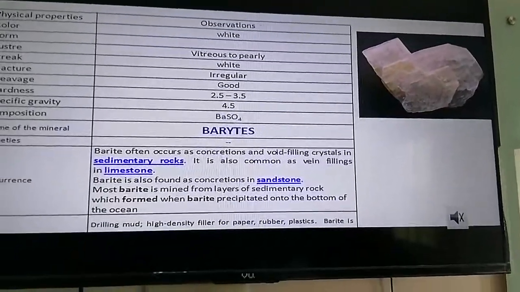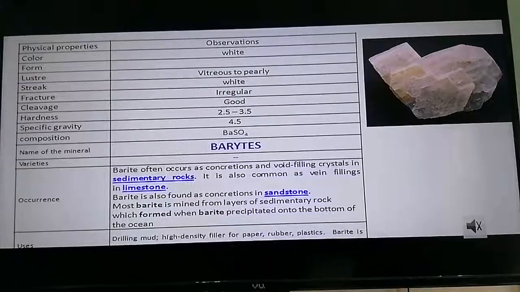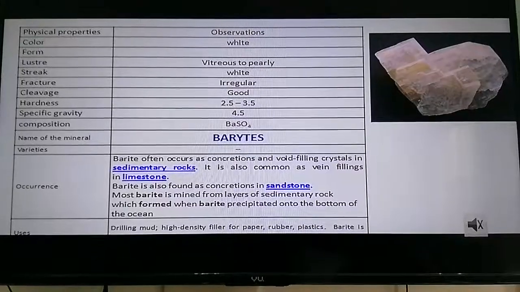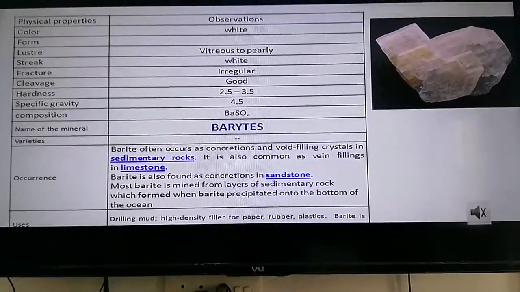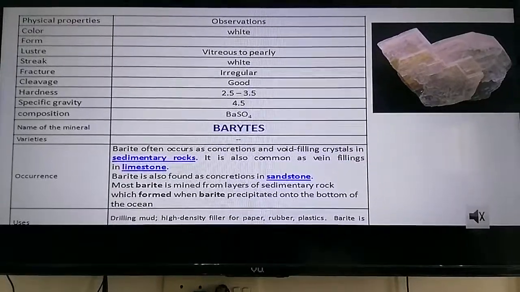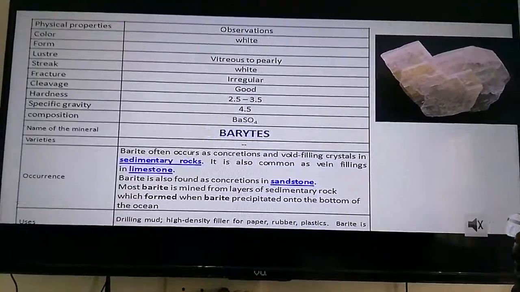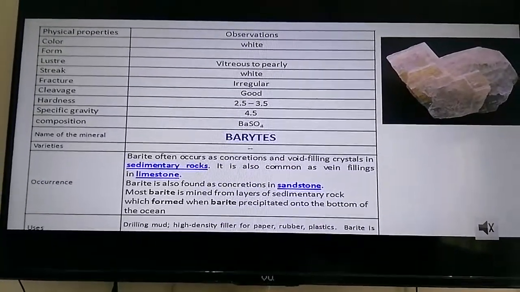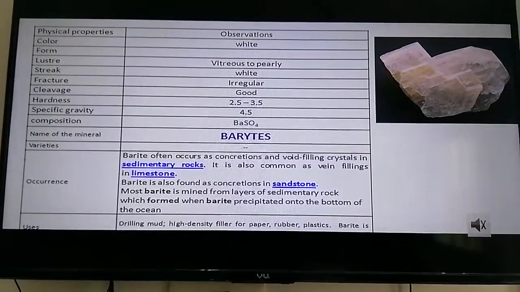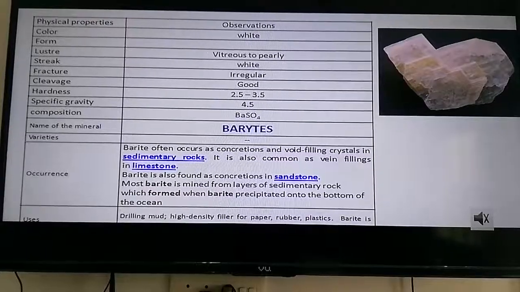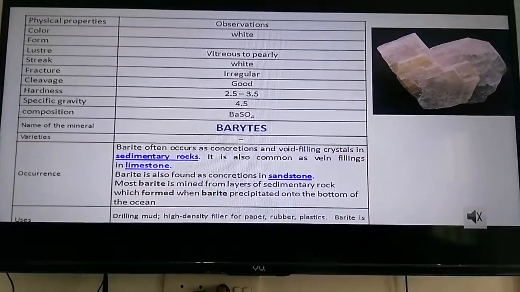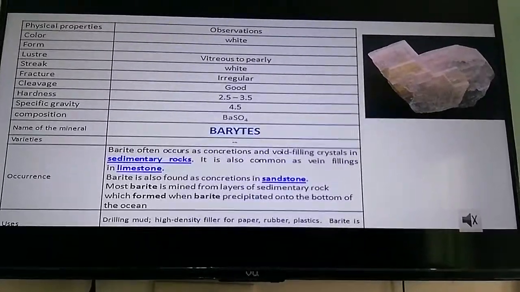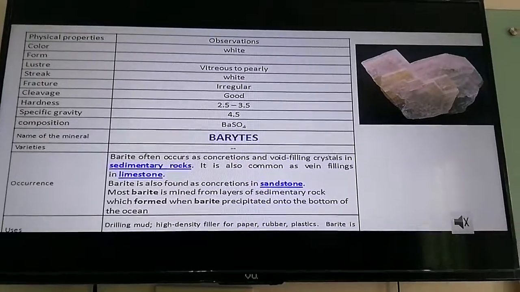So it is white in color and the form varies. Luster is vitreous, sometimes pearly. Streak is white. Fracture is irregular, and cleavage is good. Hardness 2.5 to 3.5, specific gravity 4.5. Its chemical composition is barium sulfate, that is BaSO4, and it occurs as concretions and void-filling crystals in sedimentary rocks. Also it is available along with limestone. Barytes is also found in sandstone, and it is used as a drilling mud and a high-density filler for paper manufacturing, rubber, and plastics.